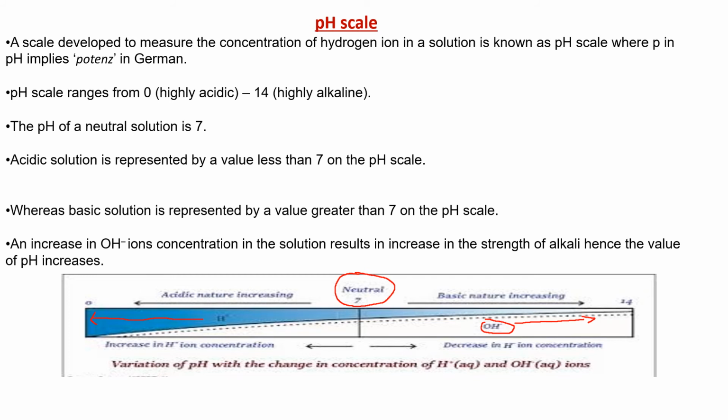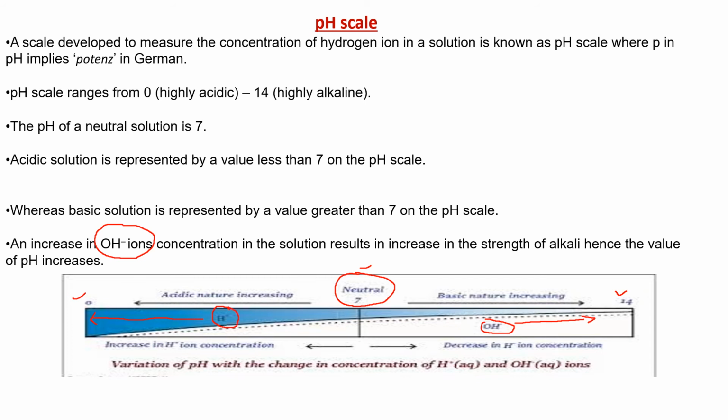Let's see what is written over here. The pH scale ranges from 0 to 14. This is 0 and this is 14. 7 is the neutral, which is at the middle. An acidic solution will represent a value less than 7, and more than 7 is basic. When it is more than 7, which ion concentration is more? Hydroxide ion concentration is more. When it is less than 7, which ion concentration is more? Hydrogen ion concentration is more.